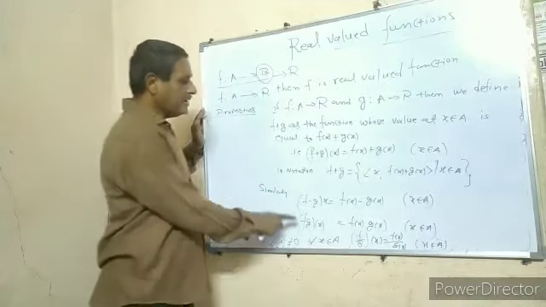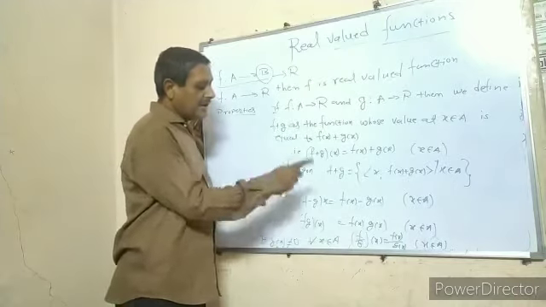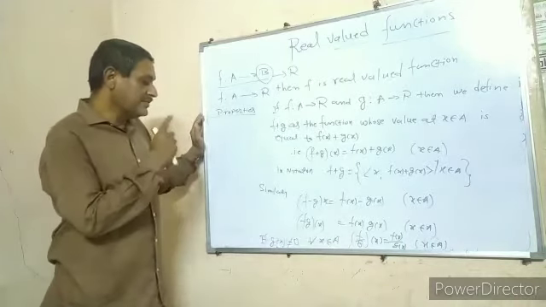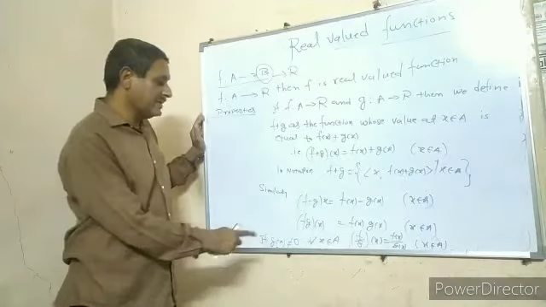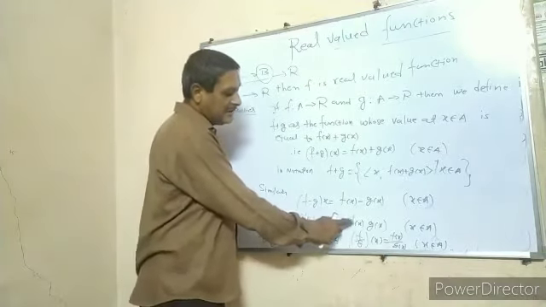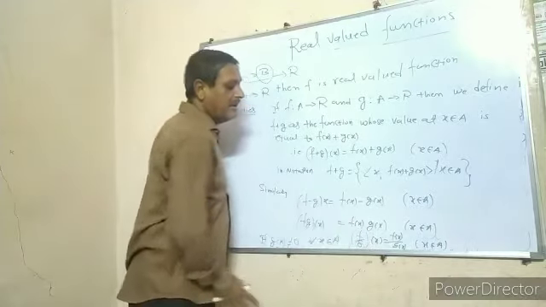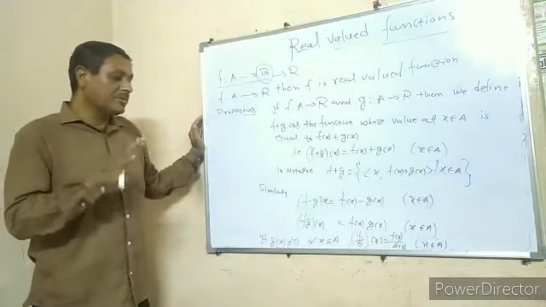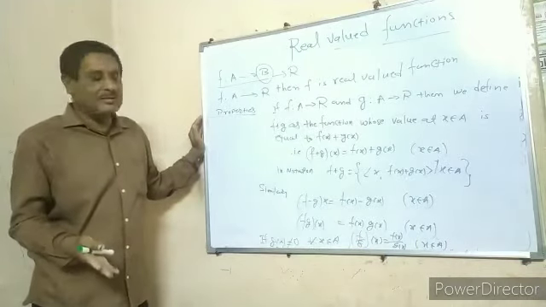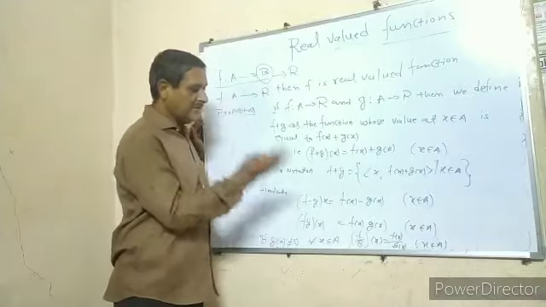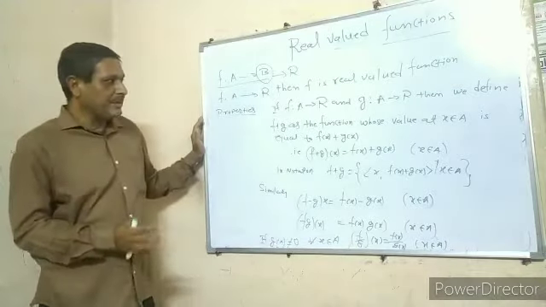Similarly, for the product of two functions: if there are two real valued functions, we can say that their product will also be a real valued function. This function is defined as f of x times g of x. This is a real number, and this is a real number. The product of two real numbers is a real number, so the product function of two real valued functions is again a real valued function.